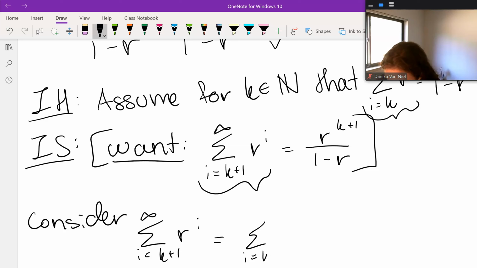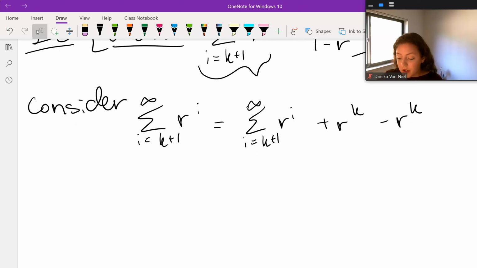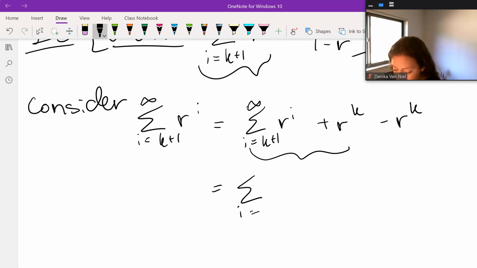So here I'm going to rewrite what I already had. And now I'm going to add r to the k because this is what's going to give me this guy up here. But I can't just add that out of nowhere, right? But I can add 0. So how can I turn this into 0? Well, I can just minus by r to the k. All right. So now we're doing good. So I'm going to rewrite. I'm going to combine these two pieces here. And now I just have this minus r to the k.